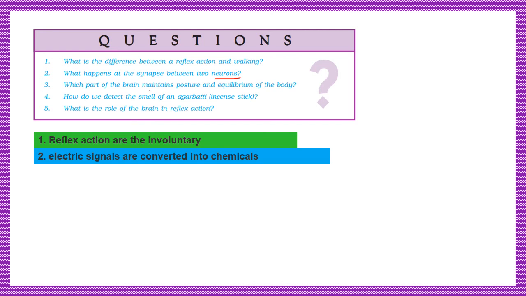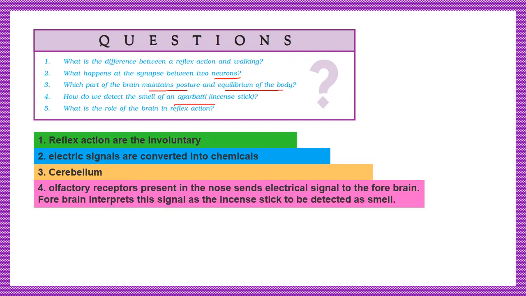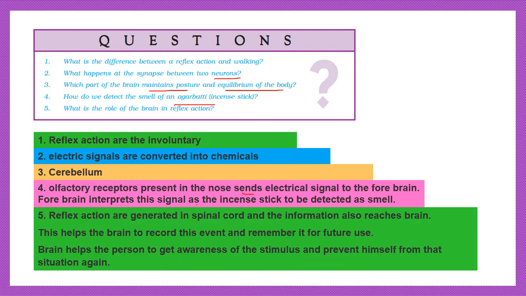Which part of the brain maintains posture and equilibrium of the body? Recently we have discussed, that is the cerebellum. How do we detect the smell of agarbatti? In the starting of the session we discussed that olfactory receptors present in our nose send electric signals to the forebrain, and then the forebrain interprets the signals as incense stick to be detected as smell. This is the answer to question number 5.